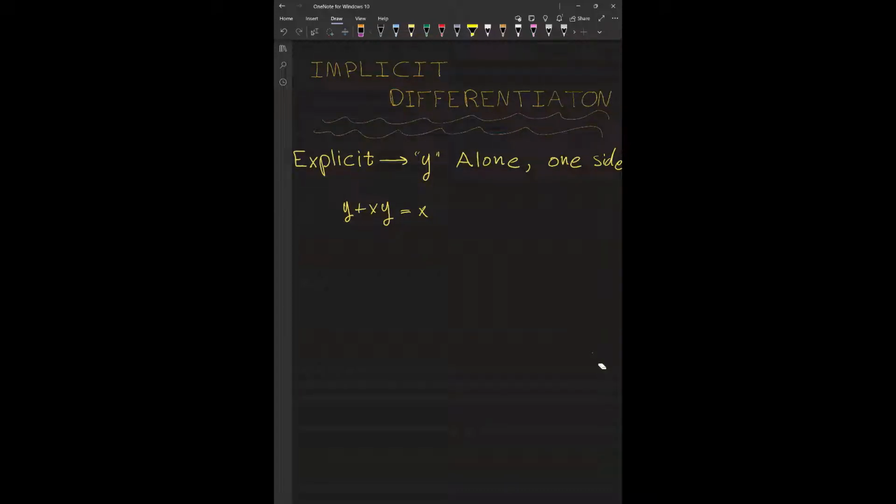I've got a question for you. Is this here an explicit function? Is y solved for itself and then x is on the other side? No. As a matter of fact, you can see y's mixed in with x's. And this is called implicit form.